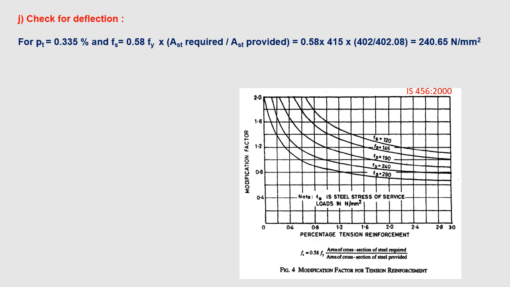Now corresponding to this Pt equal to 0.335% and Fs equal to 240.65 Newton per millimeter square, we shall obtain the value of Kt from figure 4. Here we have obtained the value of Kt from figure 4 equal to 1.42.